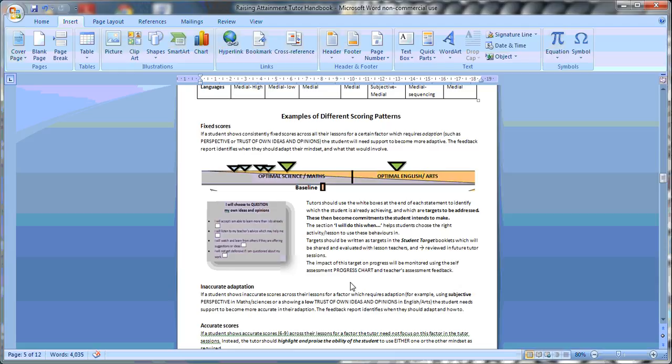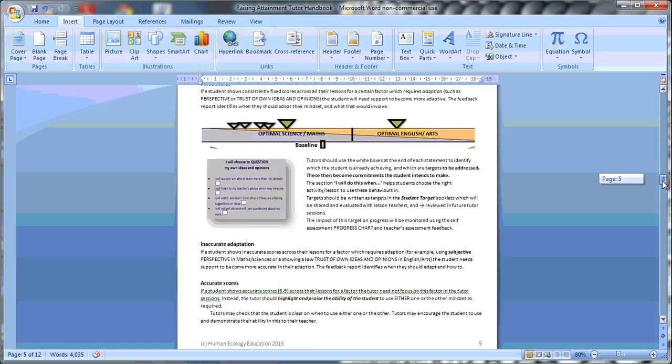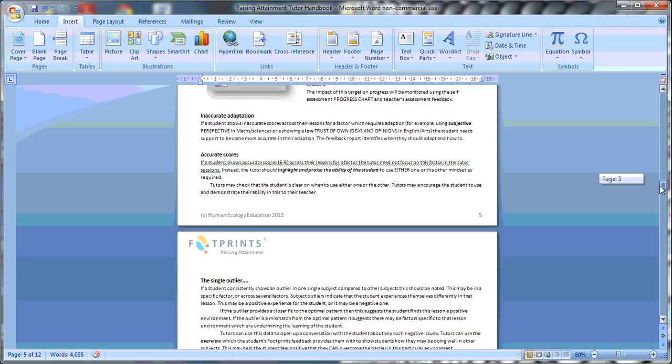We may also see what we would call inaccurate adaptation, where students have their scores scattered, so some will be here, some will be here, some will be here, some will be here, and those scores will be scattered around inaccurately, and we need to help those students to more accurately choose the optimal mindset.